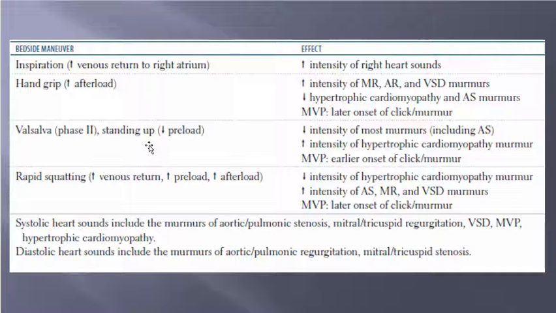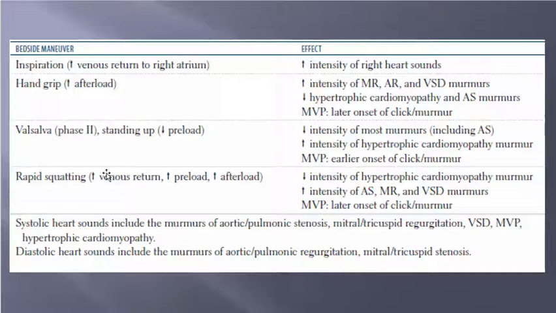Valsalva, phase 2. Standing up, you have a reduction in your preload, less gravity. Decrease in your intensity of most murmurs. Increase in intensity of your hypertrophic or enlargement murmurs. Rapid squatting. Increase in venous return, increase in preload, increase in afterload.